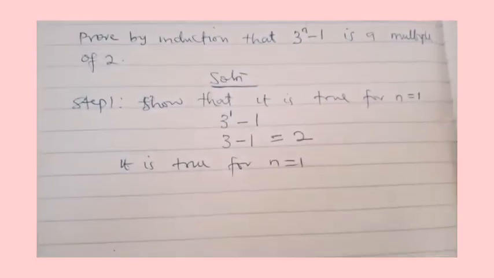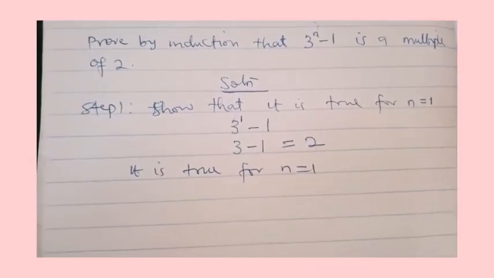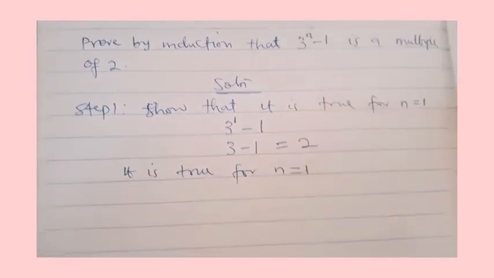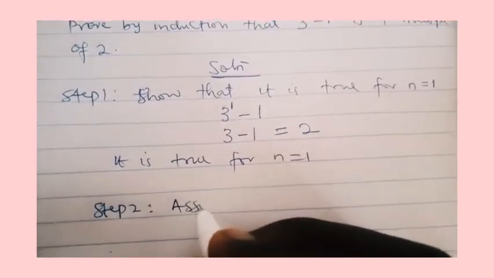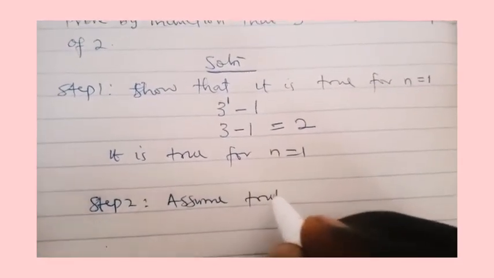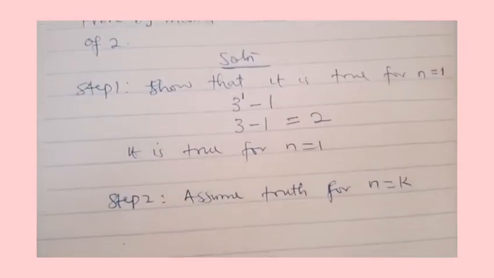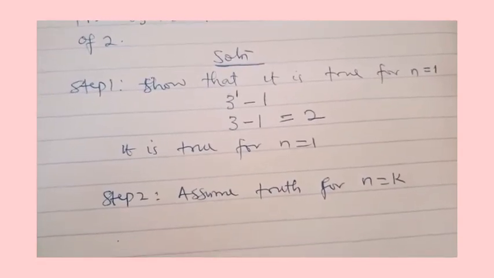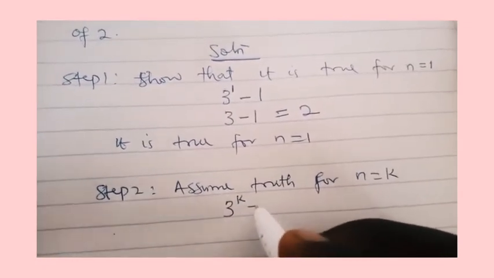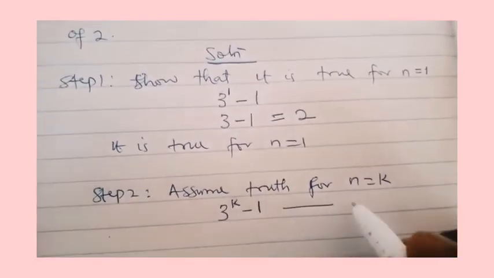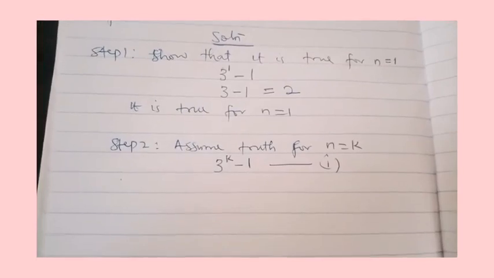Now, the second step in the principle of mathematical induction is called the inductive hypothesis. So under the inductive hypothesis, which is step 2, we are going to assume truth for n equal to k. So we are going to assume that it is true for any natural number k, n equal to k. So we just replace n with k. We have 3 to the power of k minus 1. We can name it 1. So it is true for n equal to k.